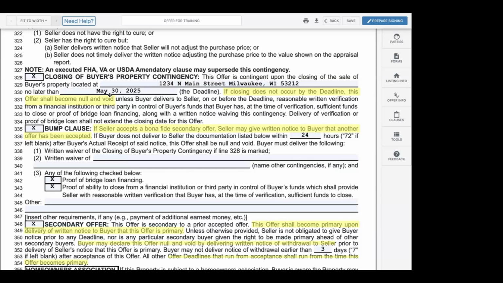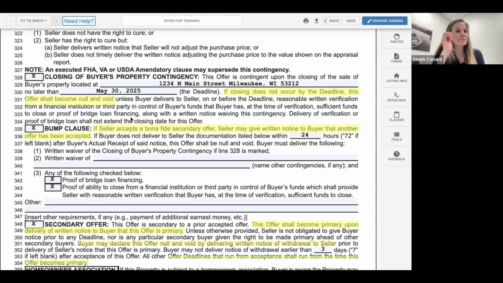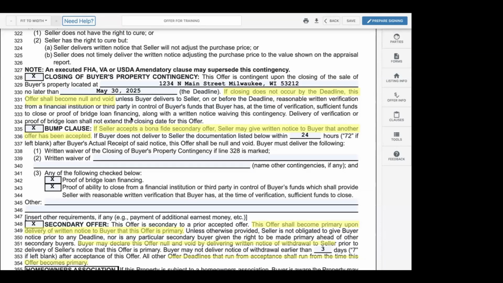Yes. So if we have to use a home sale contingency, right? Yep. What if the buyer gets an accepted offer on the house that they're selling? Do we still have to use that home sale contingency in the offer?